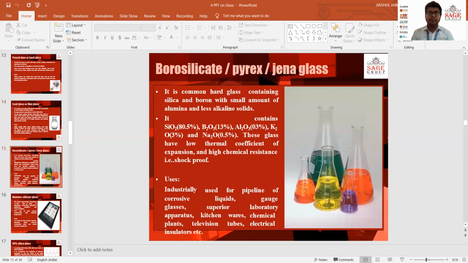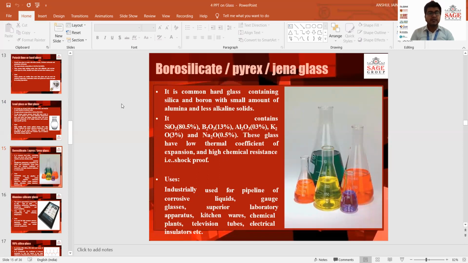The next variety is called pyrex glass or the borosilicate glass. They have silica and boron with a small content of alumina and alkaline solids. They have silicon oxide, boron oxide, aluminium oxide, potassium oxide and sodium oxide as the basic ingredients. They are used in industries where pipeline work is done specifically for corrosive liquids, which provides corrosion resistance to the pipe material.